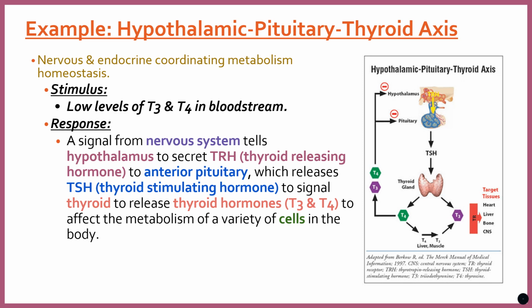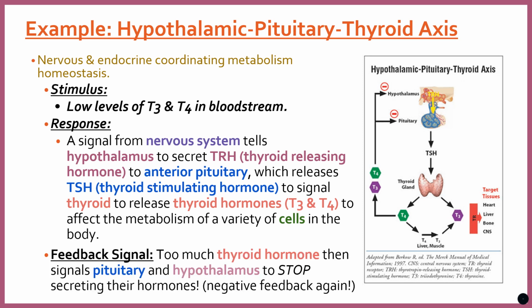So the response to this is that there's going to be a signal from the nervous system that is going to tell the hypothalamus to secrete thyroid releasing hormone to the anterior pituitary. The anterior pituitary is then going to secrete thyroid stimulating hormone to signal the thyroid to release more of the thyroid hormones, which is this T3, T4, and this is going to affect the metabolism of a variety of cells in the body. So this is going to cause a change in our heart rate. This is going to change our body temperature. This is going to change our basal metabolic rate.